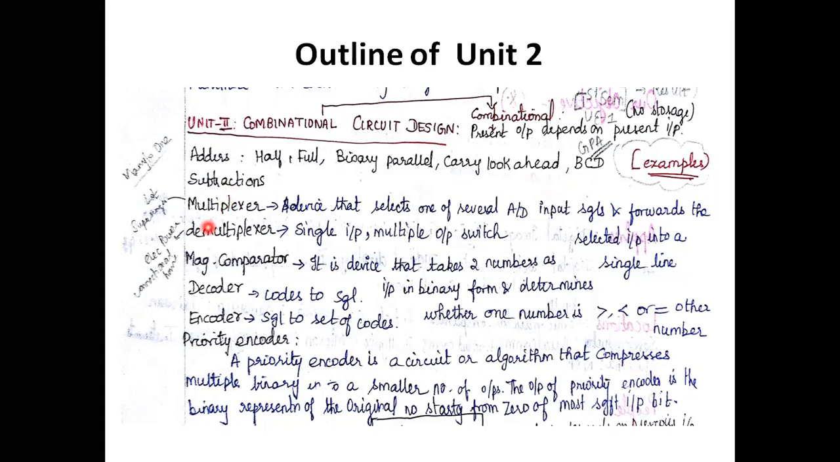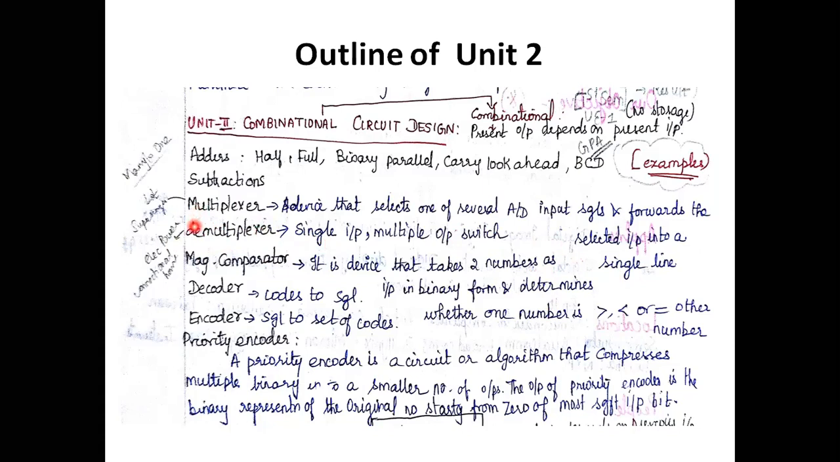After that we will discuss the multiplexer. What does multiplexer mean? It is normally many to one. It is a device that selects one of several analog or digital input signals and forwards the selected input into a single line. You will have multiple inputs at various lines. Whichever input you want, you give the select signal. Accordingly, that particular input will be available at the output. That is called a multiplexer. The demultiplexer is the reverse of the multiplexer. Here you will have a single input and multiple output switches.